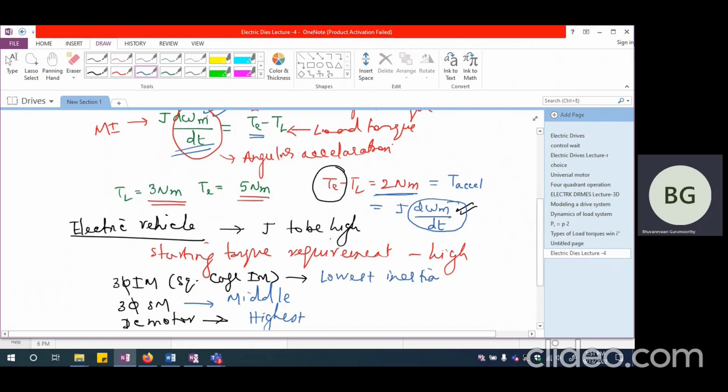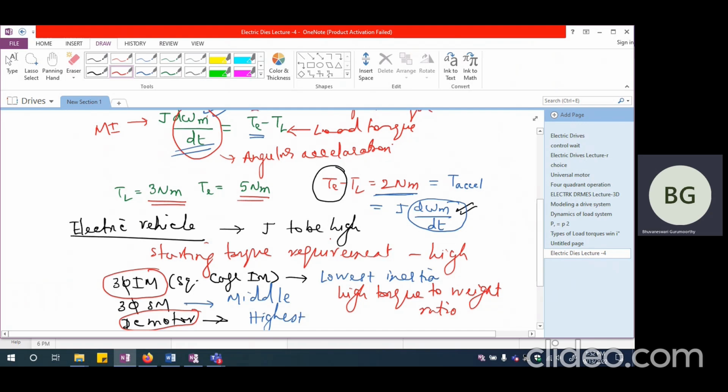In general, the induction motor is characterized by its high torque to weight ratio, or power to weight ratio. For a given power rating, if I compare the sizes of a three-phase induction motor, a three-phase synchronous motor, and a DC motor, we would see that the three-phase induction motor happens to be the smallest and the DC motor happens to be the biggest.